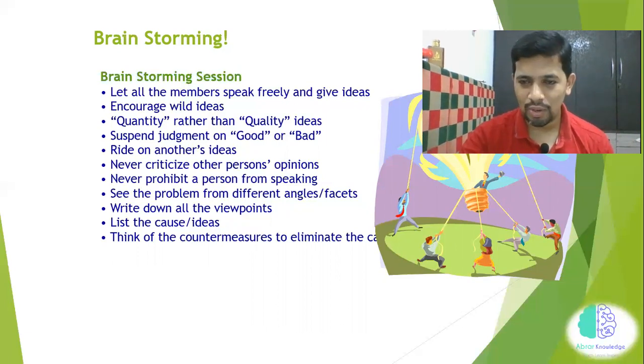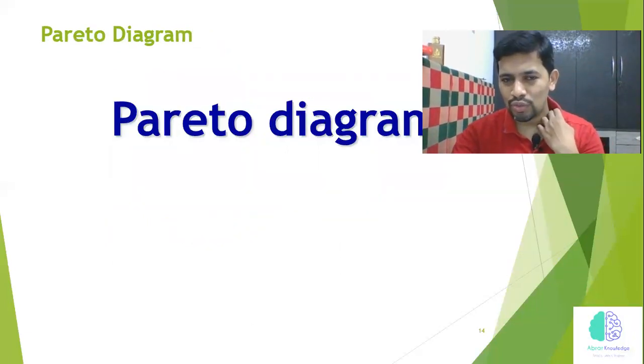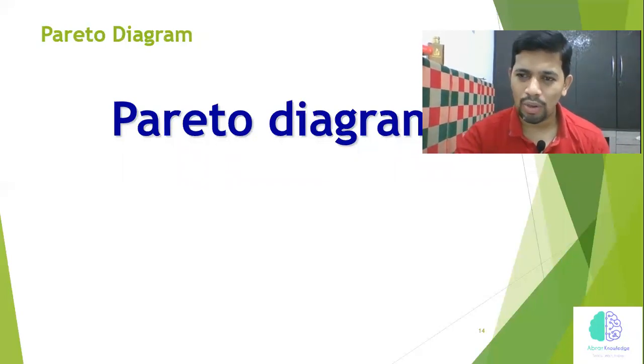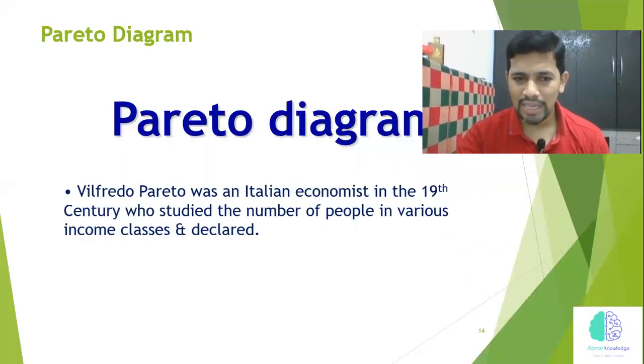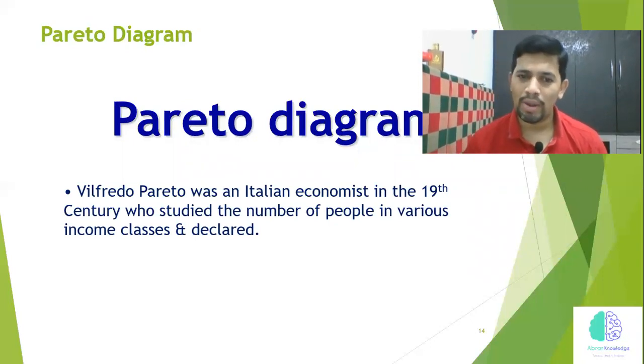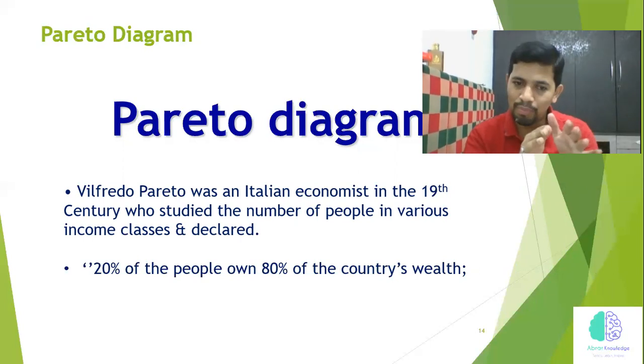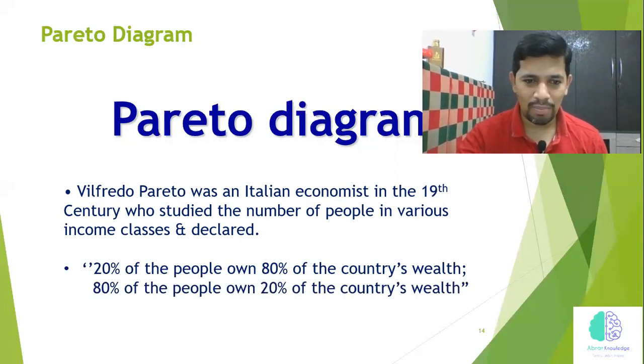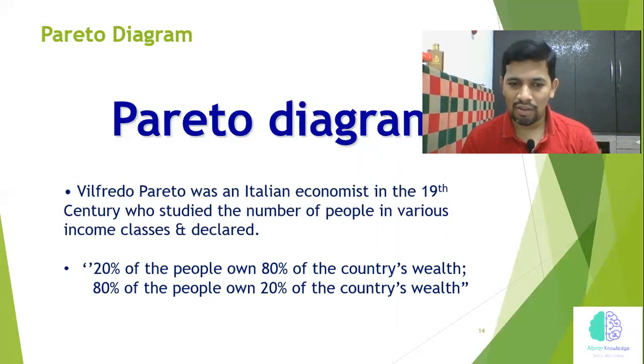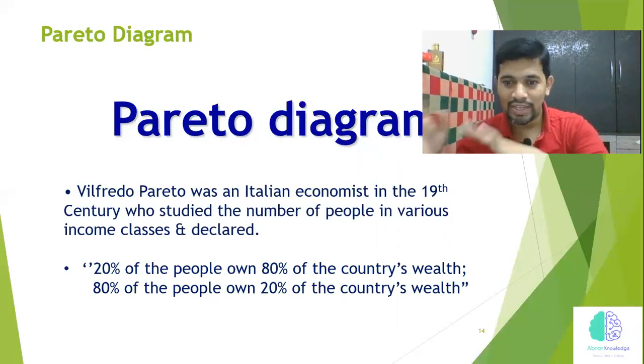So that is brainstorming. For that, you can use something called the Pareto diagram. You all know Pareto, the 80-20 principle. The person who invented this concept, Vilfredo Pareto, was an Italian economist who came up with Pareto analysis. A very interesting concept: 20% of the people own 80 percent of the country's wealth, and 80 percent of the people own 20 percent of the country's wealth.